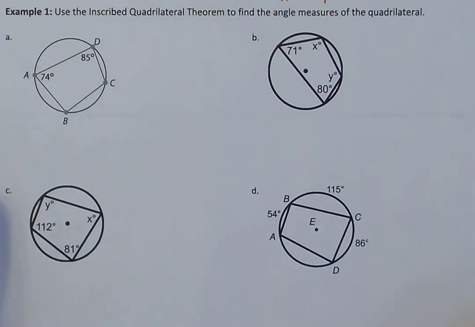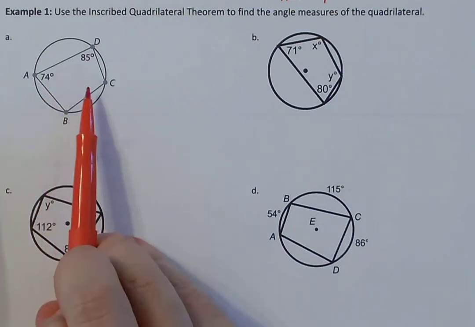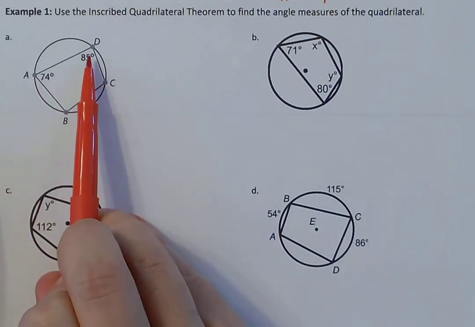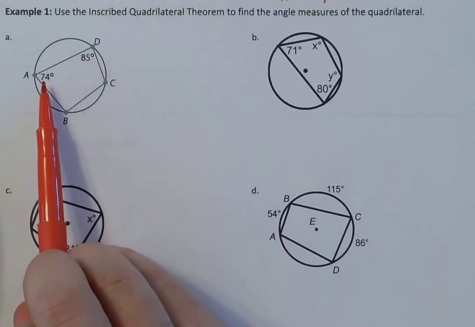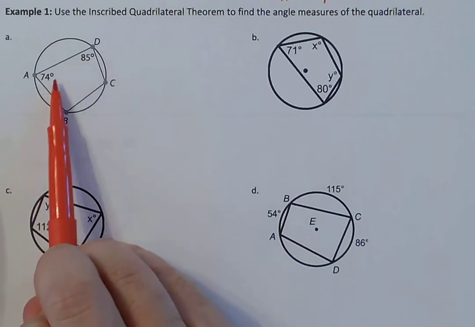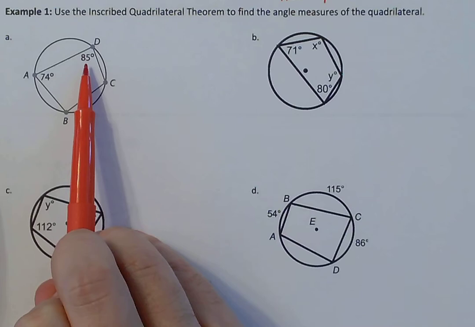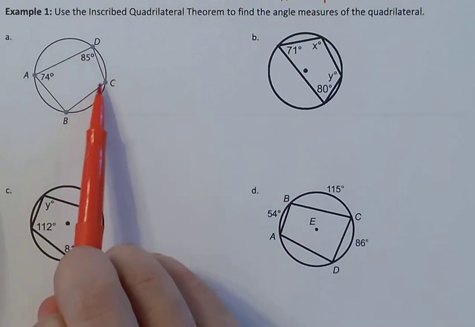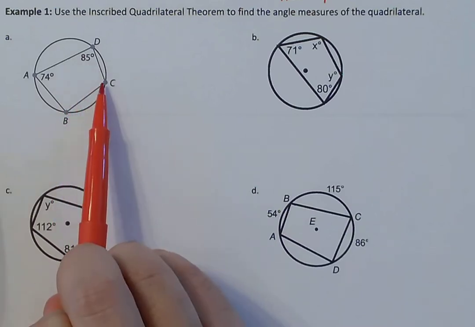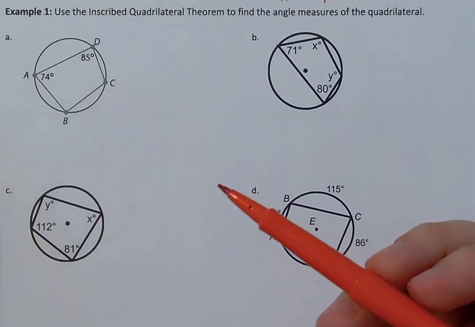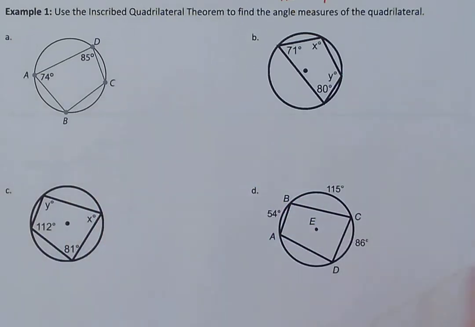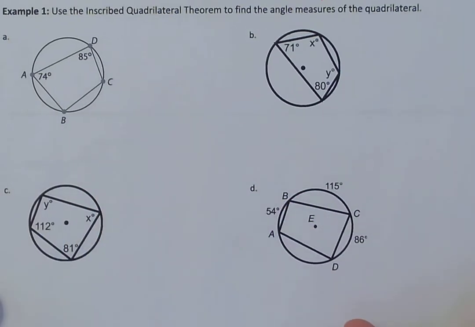So if we look at part A, we have our circle and then our inscribed quadrilateral ABCD, and they tell us the measure of angle A is 74 degrees and the measure of angle D is 85. So we need to figure out the measure of angle B and the measure of angle C. The inscribed quadrilateral theorem states that opposite angles are supplementary, which means they add up to be 180 degrees.